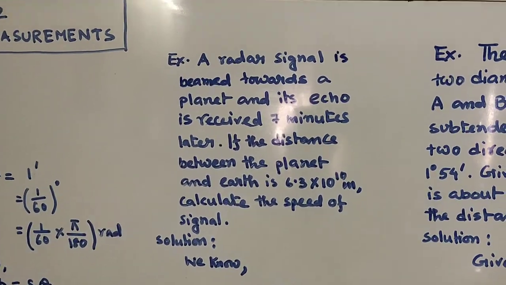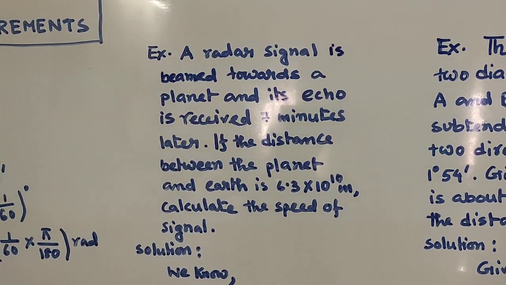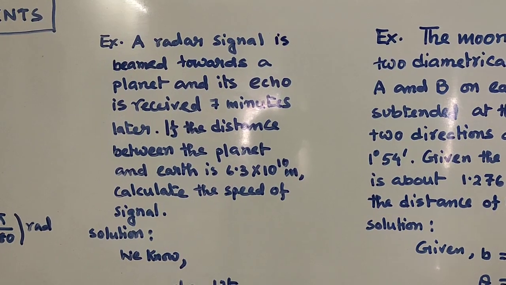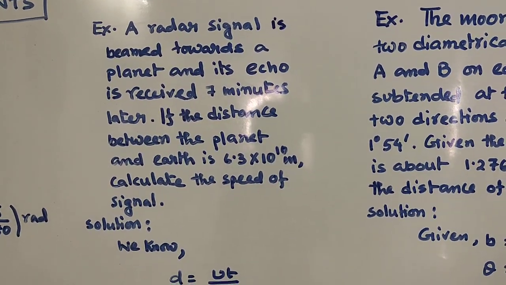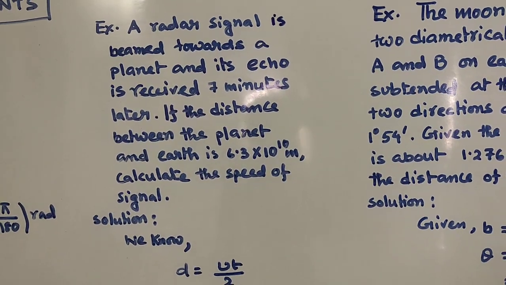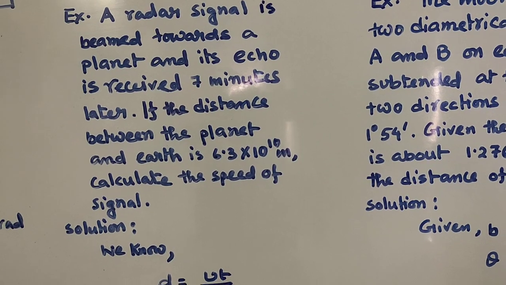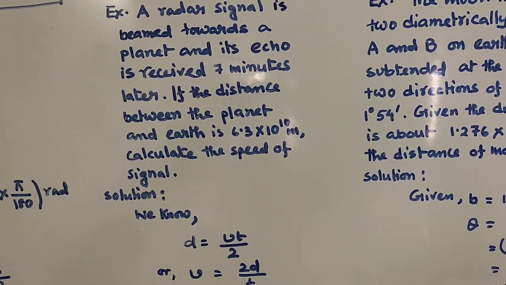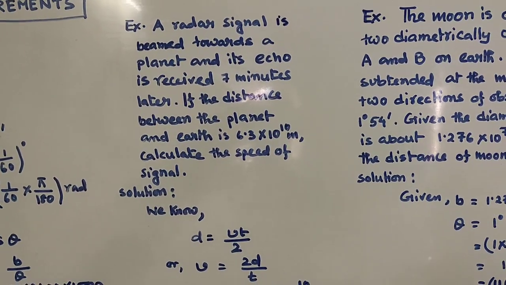Now next one. A radar signal is beamed towards a planet and its echo is received 7 minutes later. Okay, so the to and fro motion takes the time 7 minutes. If the distance between the planet and the earth is 6.3 into 10 to the power 10 meter, calculate the speed of signal. So this topic also we have defined, that is your reflection method or echo method.